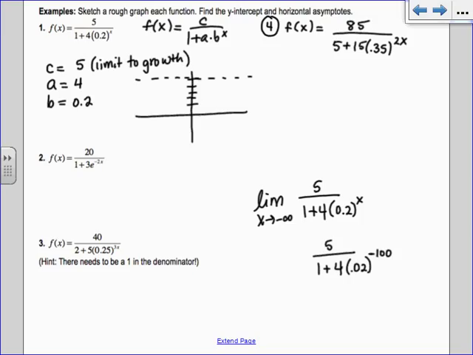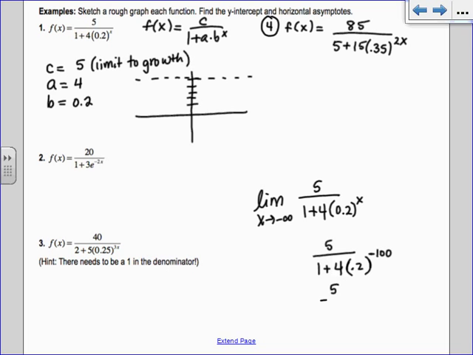So let's start with 100. Let's go ahead and put that into our calculator, so get your calculators out. I'm going to do just the bottom: 1 plus 4 times 0.2. Wrote that down wrong, it's 0.2, right? 0.2 to the negative 100. Is it a tiny, tiny number, or is it a big, huge number? It's a big, huge number.